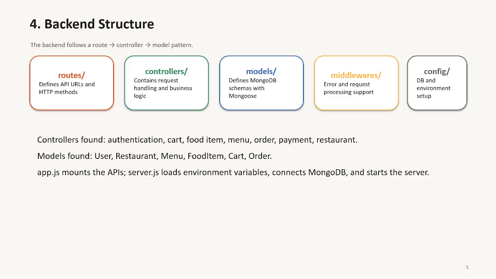The next folder is middleware. Middleware acts like a security checkpoint. Before allowing a customer to access protected pages, the middleware checks whether the user has a valid JWT token. If the token is valid, the request continues, otherwise access is denied. The last folder is config. This folder contains the MongoDB connection and environment settings.